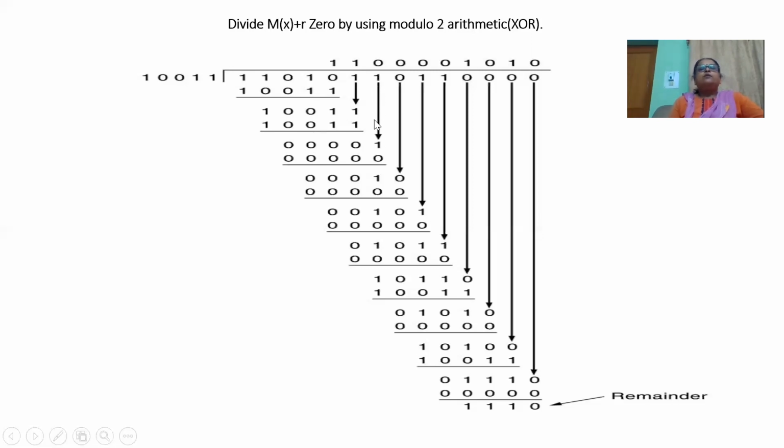Again we take this one. Either input is 1, output will be 1. Both inputs are 0, output will be 0. Both inputs are 0, output will be 0. Both inputs are 0, output will be 0.